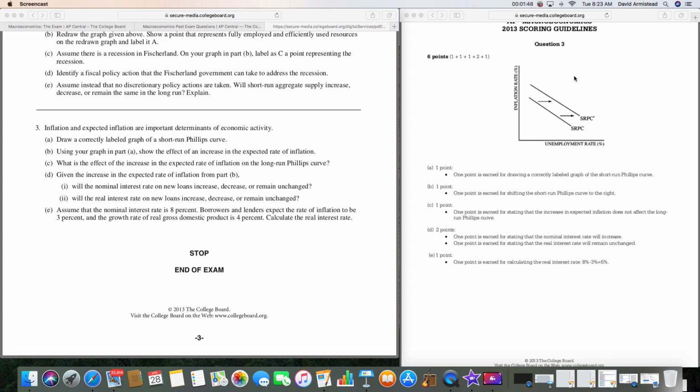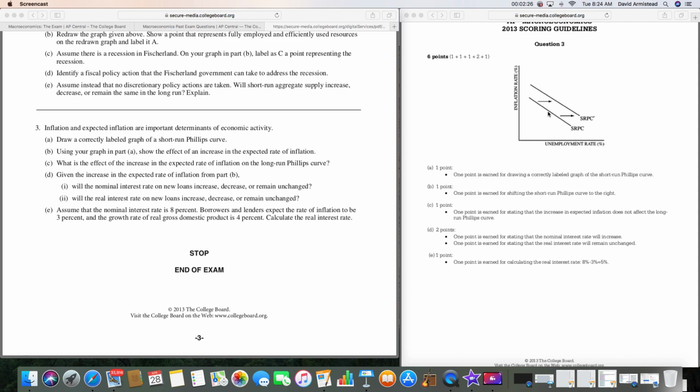So if the expected rate of inflation goes up, what happens on the ADAS model? Aggregate supply shifts left. Here's why. Because if the expected rate of inflation goes up, workers are going to demand higher wages to keep up with those rising prices. That's going to be a resource becoming more expensive. And when resources become more expensive, like labor in this instance becoming more expensive, aggregate supply is going to shift to the left.